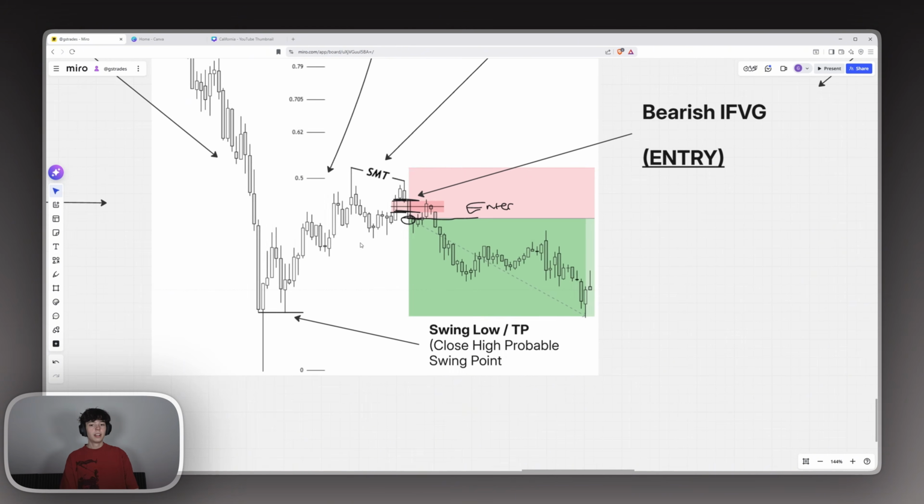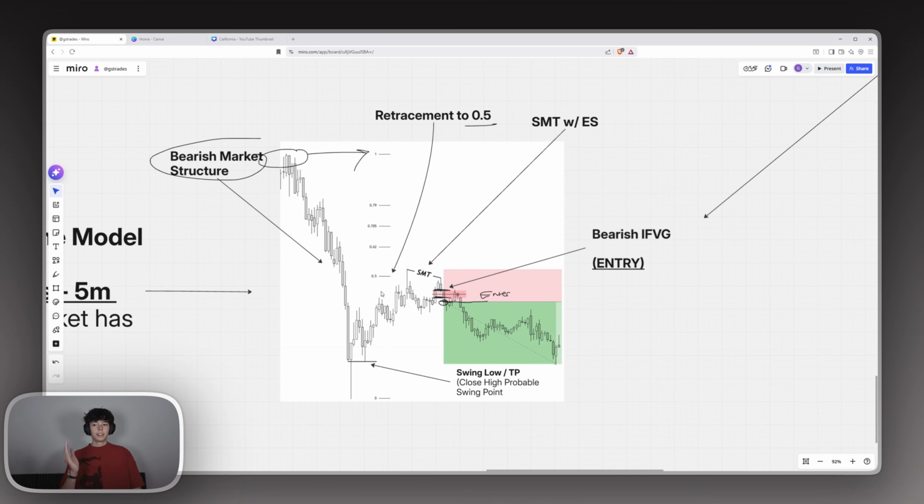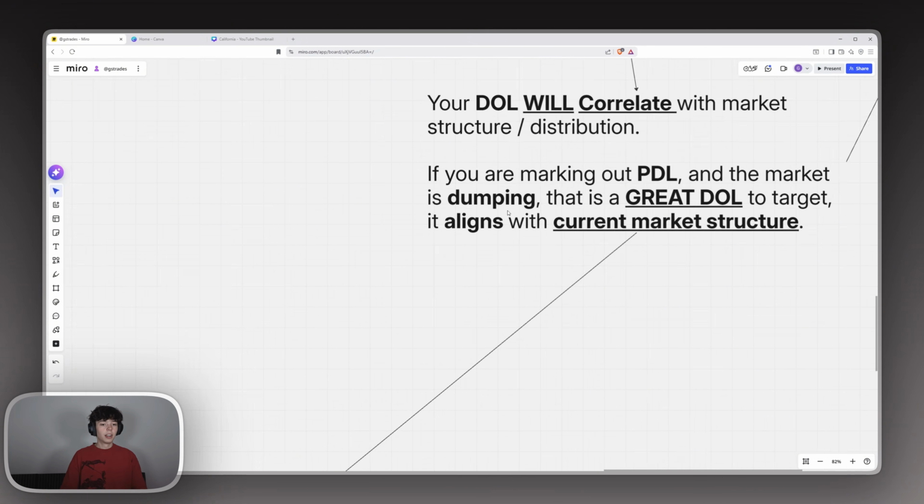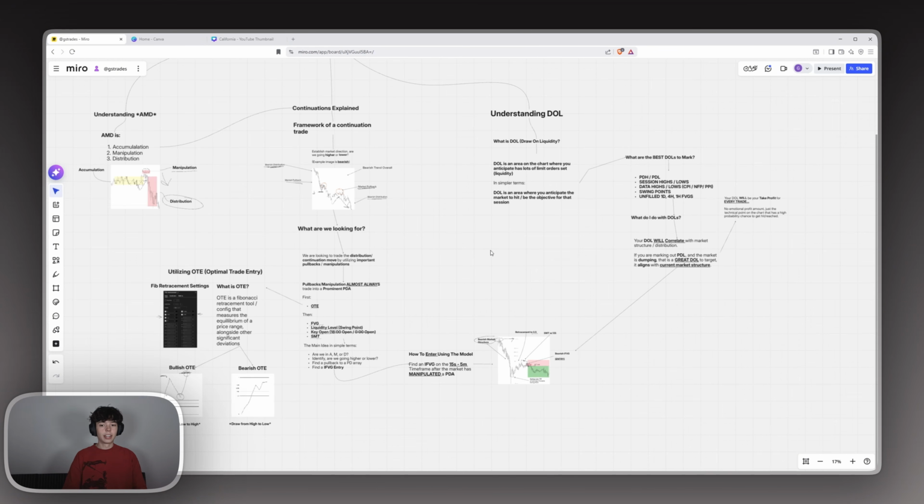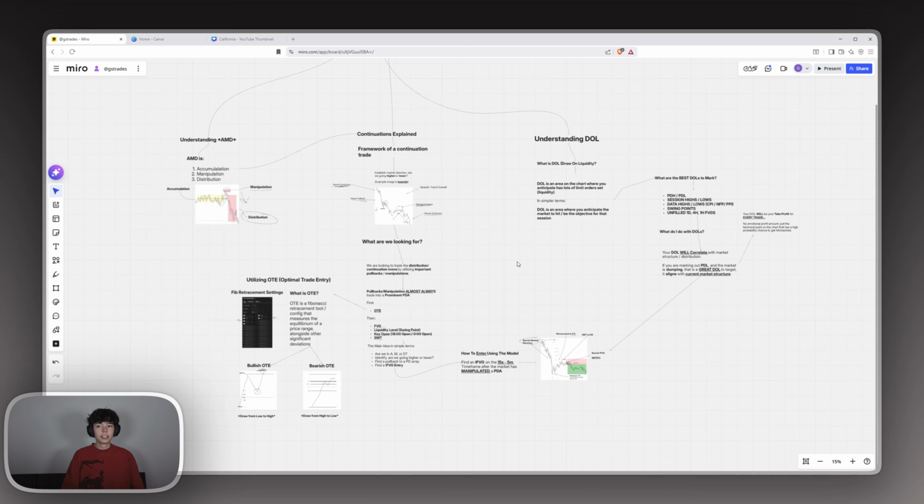We already kind of went over that, but yeah, it's super simple. Bearish market structure, retrace to 0.5. We rebalance that range, so we're ready to continue. SMT, bearish IFVG entry, target the swing low, which is the draw on liquidity. Super simple. That's the model right there. Super freaking simple. Okay, and this all just kind of connects together, and that's literally it. Everybody wants to make trading complicated. I'm giving it to you here as simple as possible.